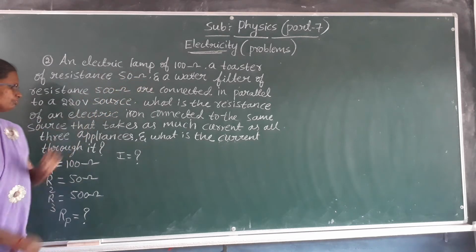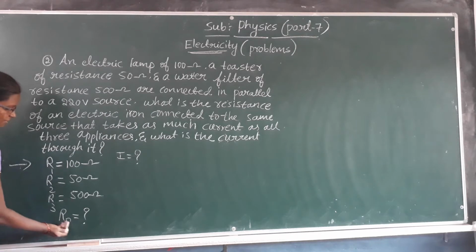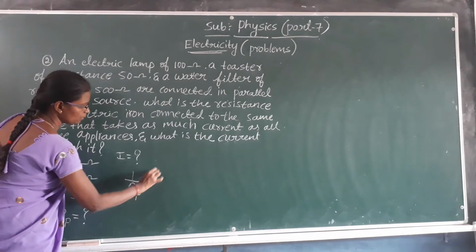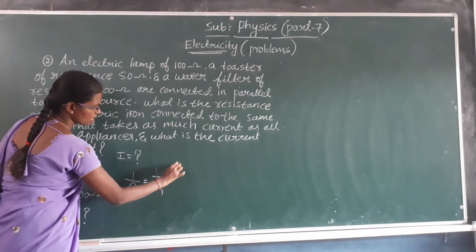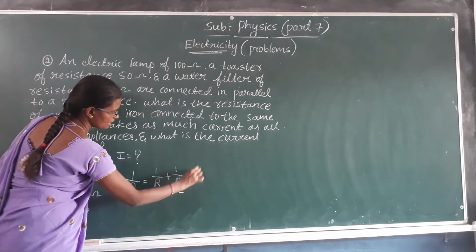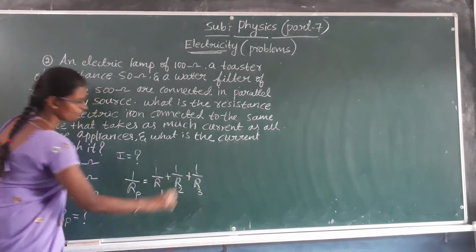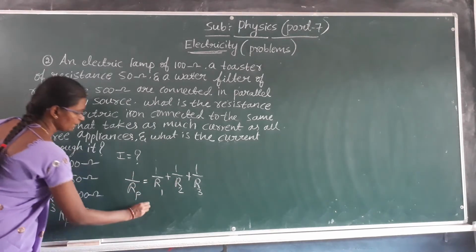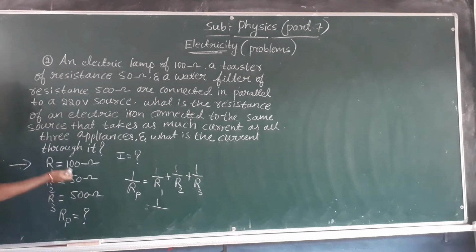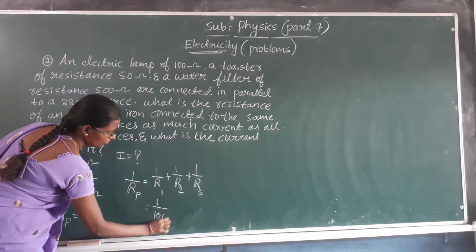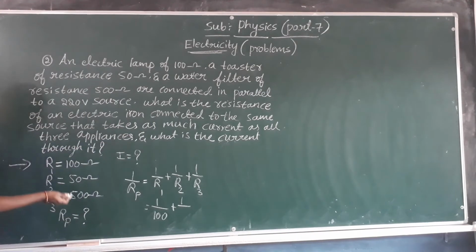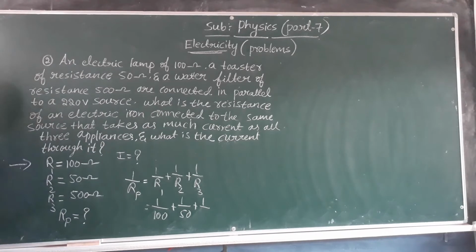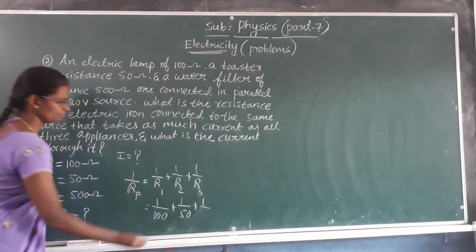In this circuit, you already know what the formula of Rp is. So what is the formula? 1 by Rp is equal to 1 by R1 plus 1 by R2 plus 1 by R3. In this formula you have to substitute the values of R1, R2 and R3. So 1 by R1, what is R1 here? 100 ohm, plus 1 divided by R2, which is 50 ohm, plus 1 divided by R3, which is 500 ohm.